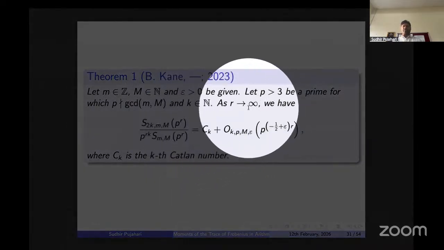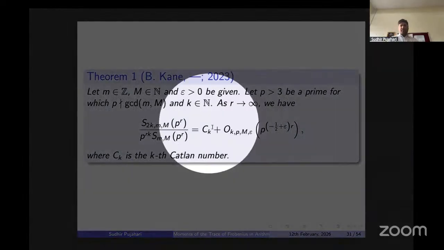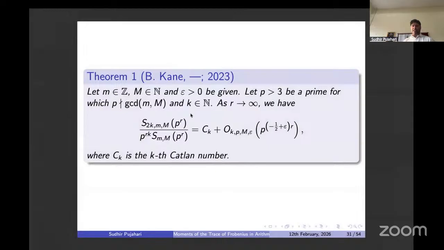As r tends to infinity, we have the finite field F_p to the power r. If you fix a prime and go up the tower, F_{p^2}, F_{p^3}, and so on, the even moment, the main term, is going to be the Catalan number. This is the error term. Then we can make very interesting statements about the error term or the rate of convergence. But for today's talk, we will restrict ourselves just to the main term.